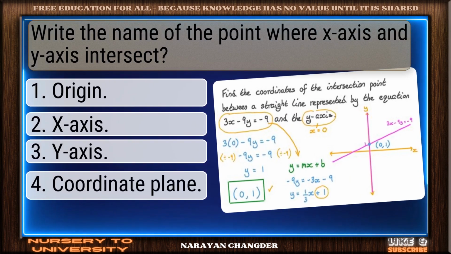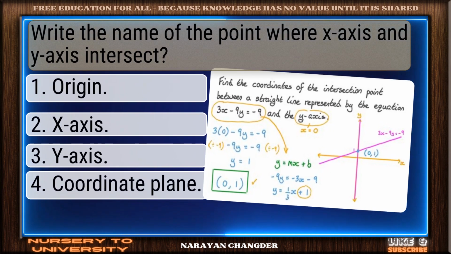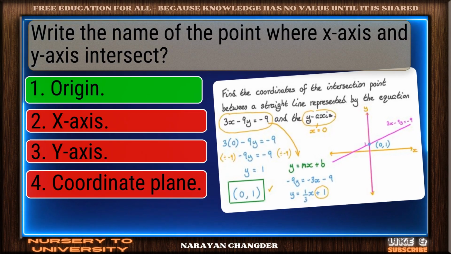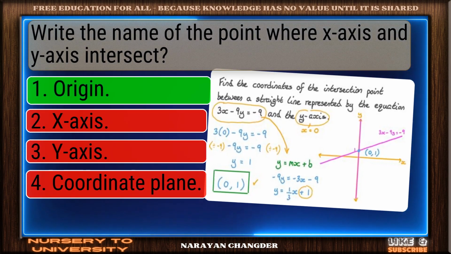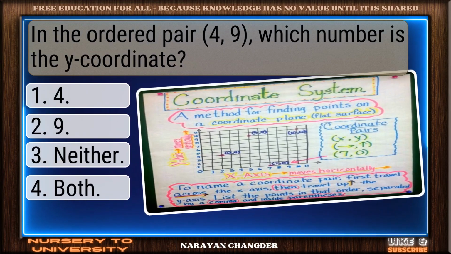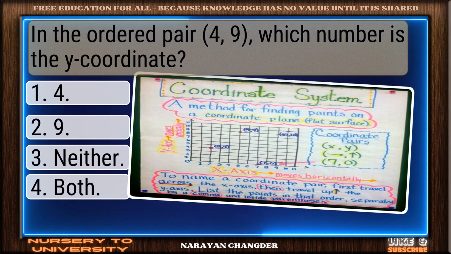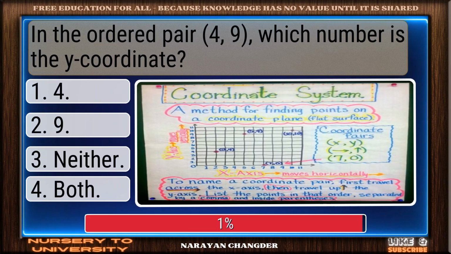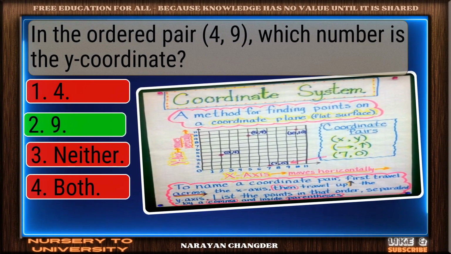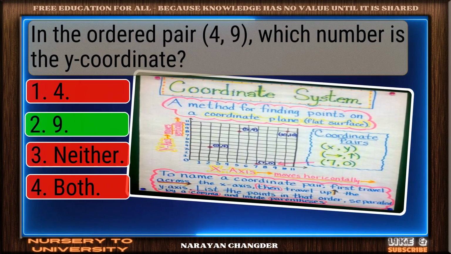Question number 98. Write the name of the point where x-axis and y-axis intersect. Correct response. Origin is the most accurate answer. Question number 99. In the ordered pair, which number is the y-coordinate? Great thinking. 9 is the right choice.